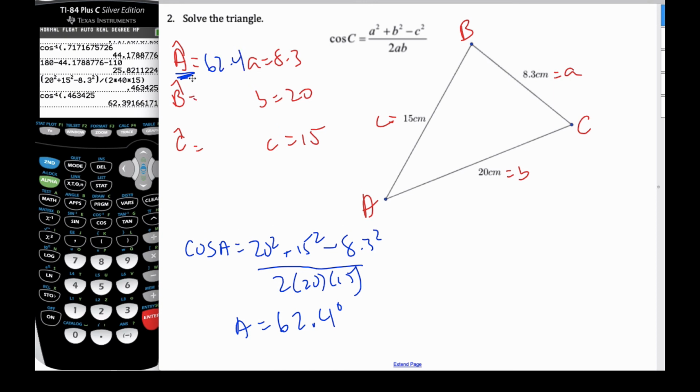Now at this point, I can use cosine again. I'm going to let you guys finish it off and see what values you get, and that's the end of the podcast.